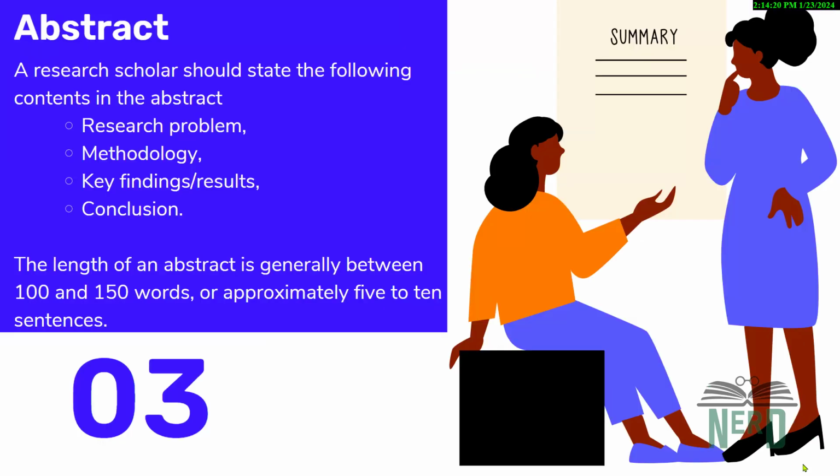Then the next page is the abstract, and this is a mini version of your thesis. You need to squeeze in your research problem, how you went about it, like methodology, or the cool stuff you found, like your key findings, right? And what it all means, like your conclusion. So in short, it should be short and sweet, like 100 to 150 words, right?